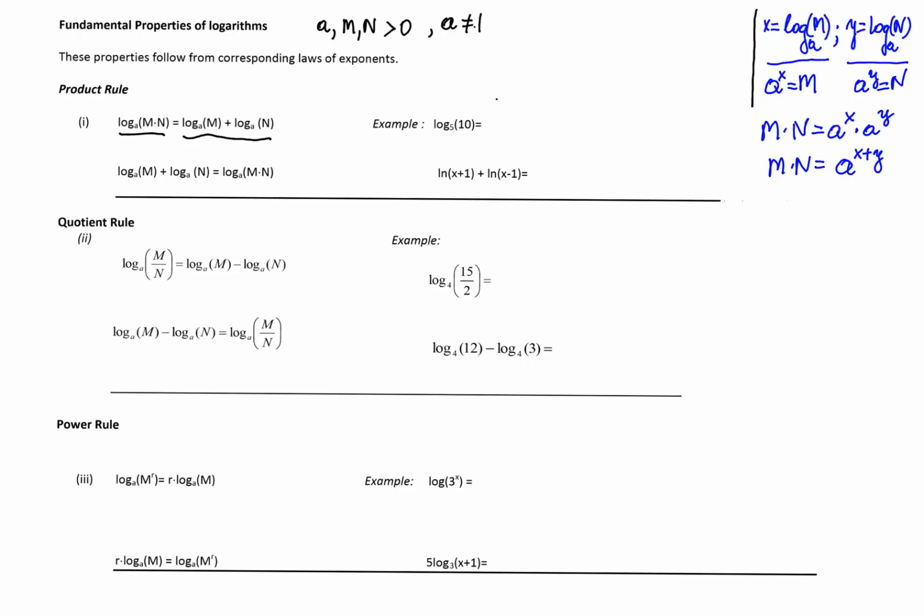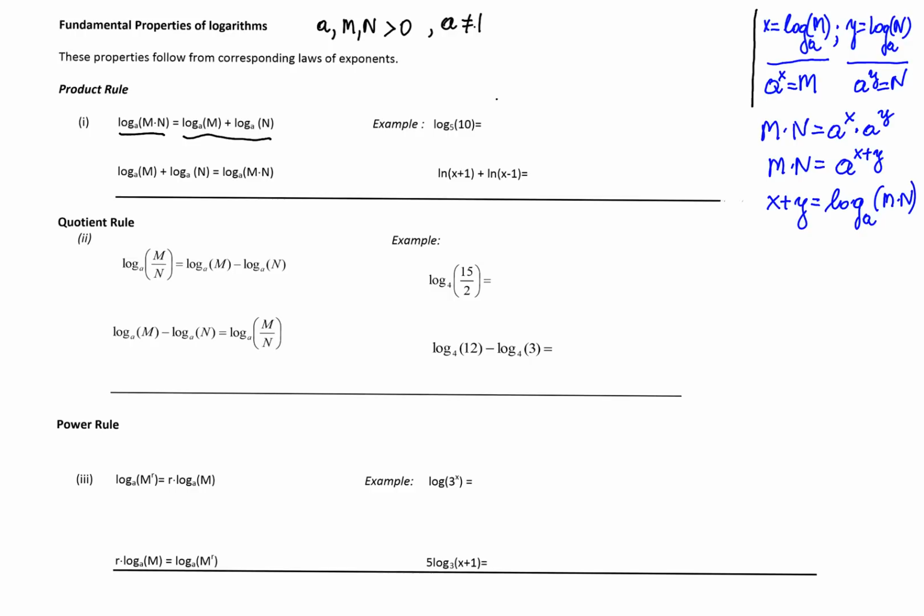Now if we turn this exponential equation into logarithmic one, we'll have x plus y is equal logarithm to the base a of m times n. And this is exactly the property because x is logarithm to the base a of m and y is the logarithm to the base a of n.